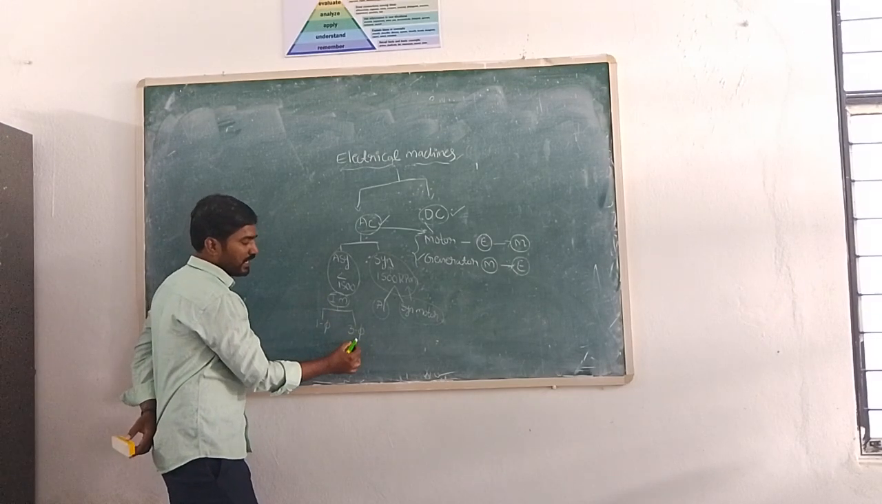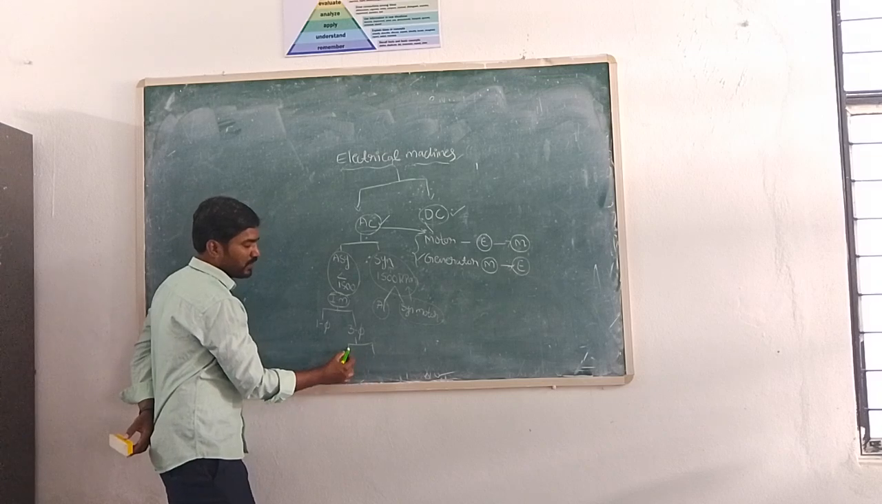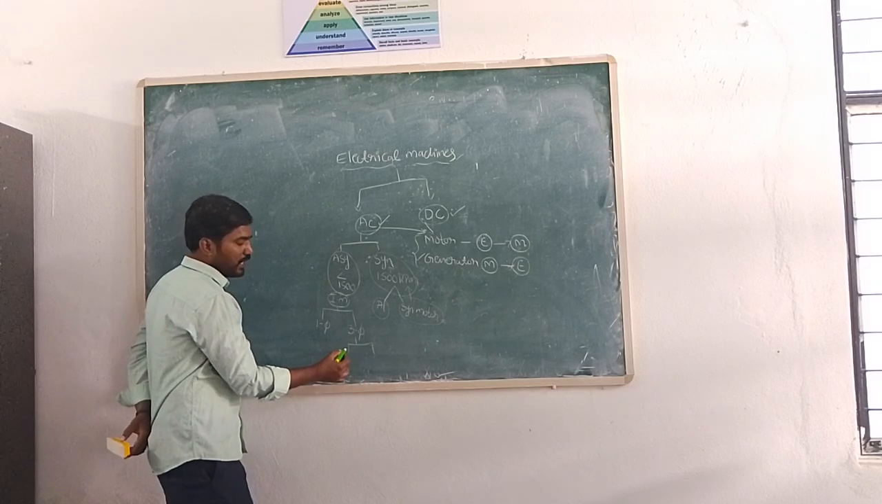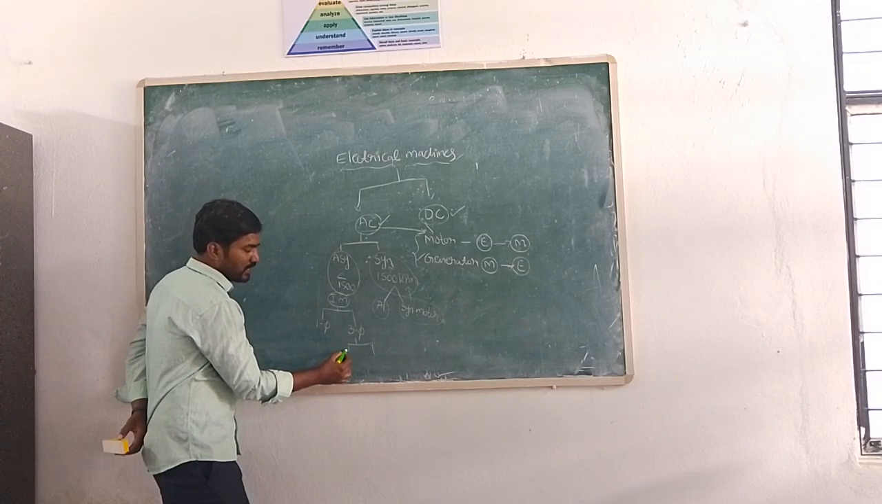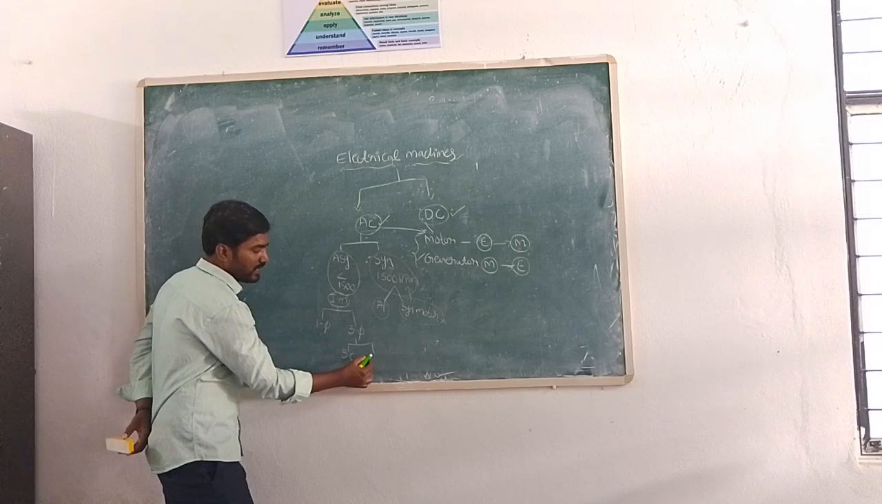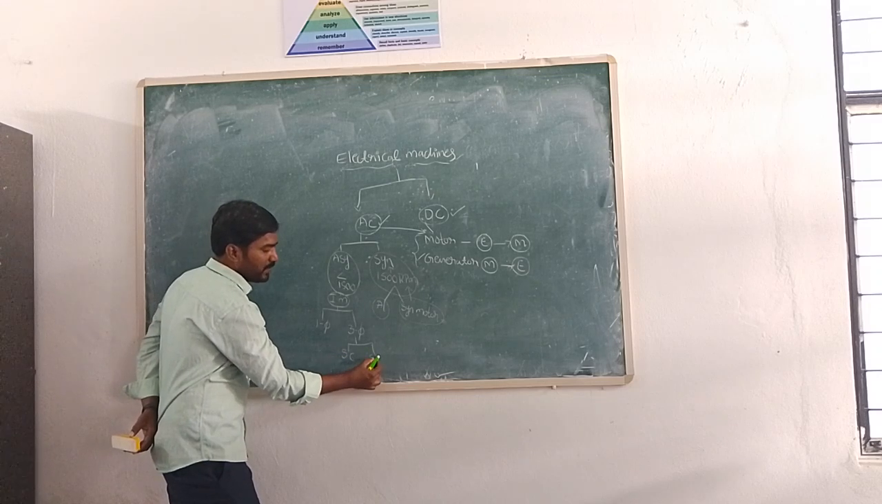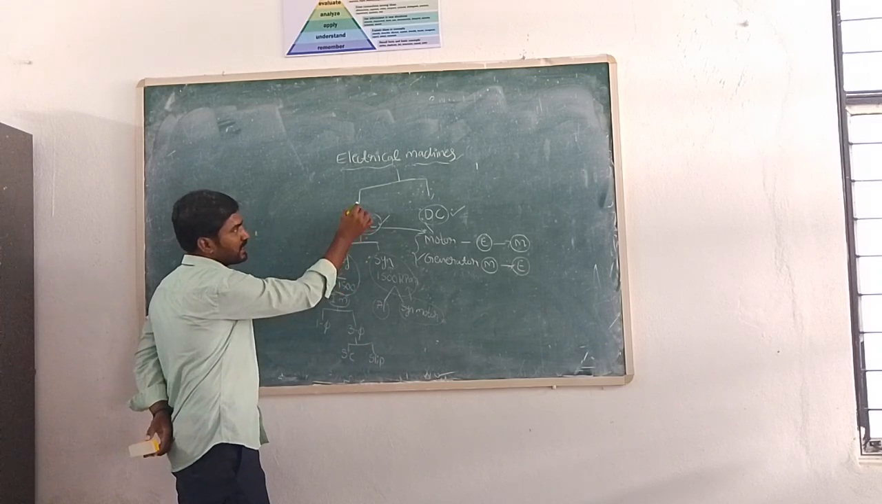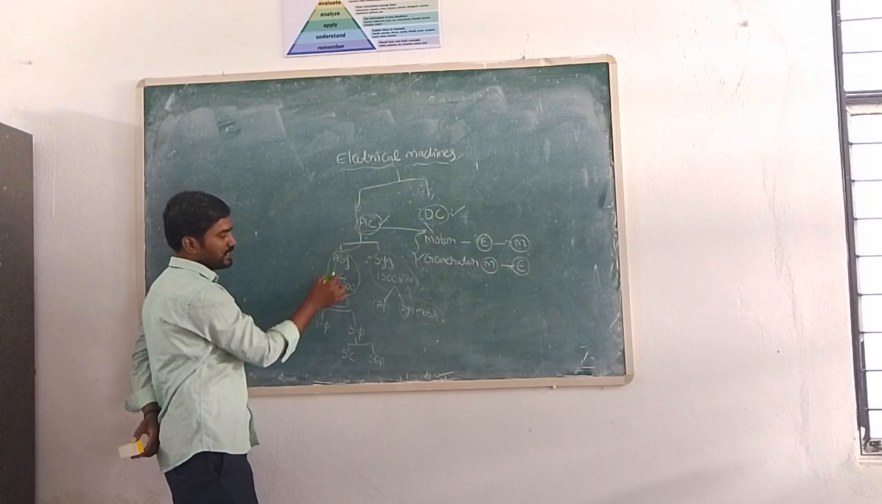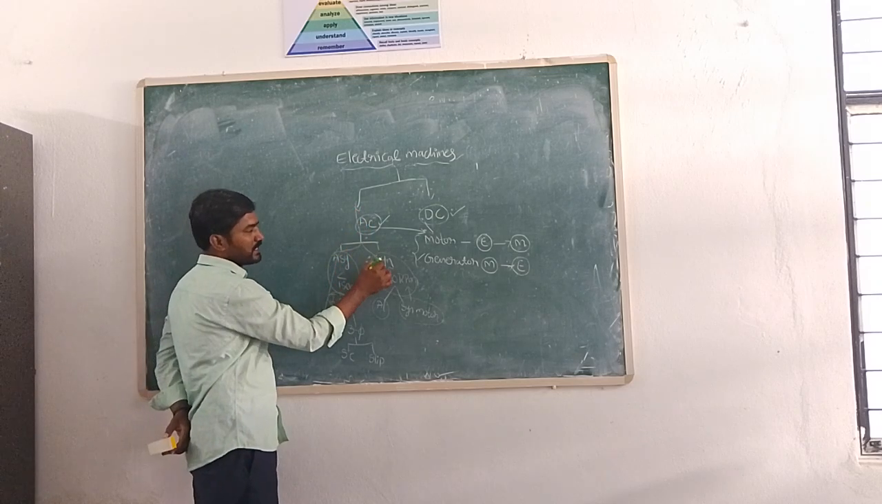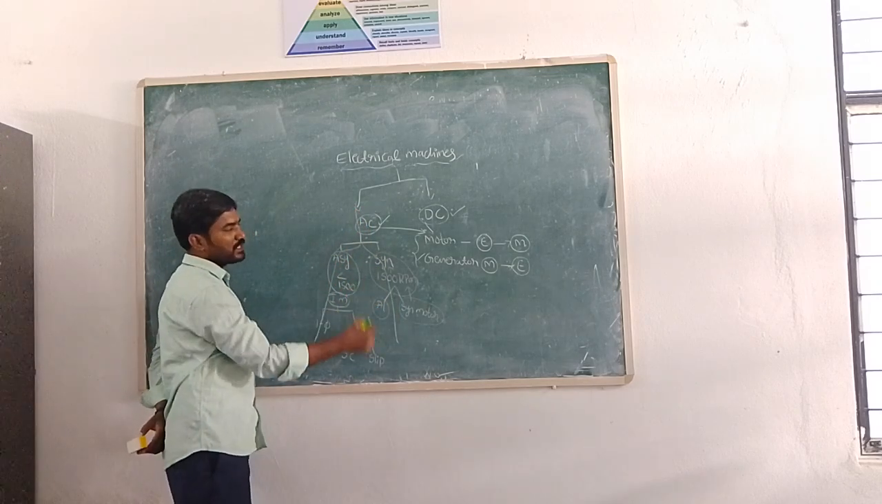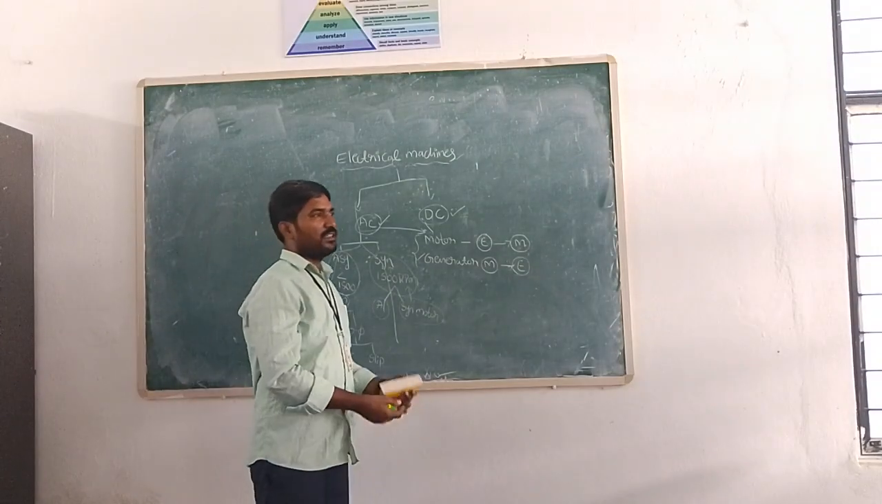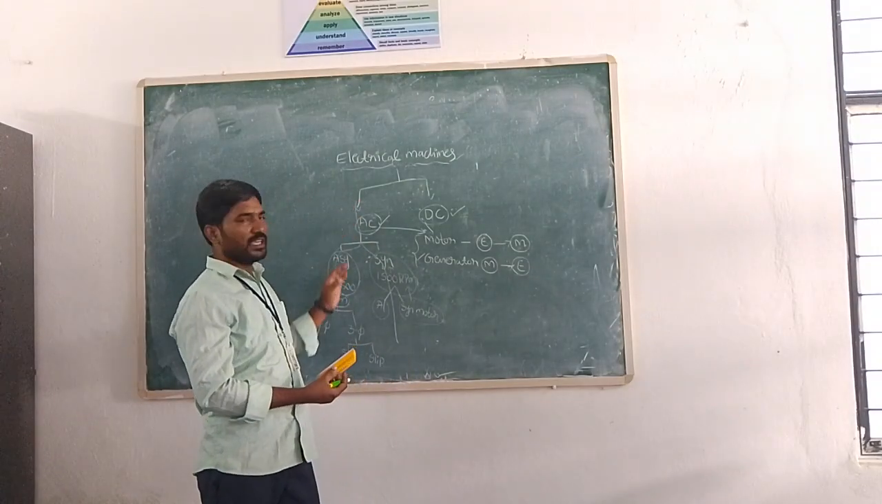The three phase induction motors are further classified into two categories: one is the squirrel cage induction motor, and the second one is the slip ring induction motor. So this is a tree of AC machines. One belongs to synchronous machines and the second one belongs to asynchronous machines. These are the basic classifications of the AC machines.